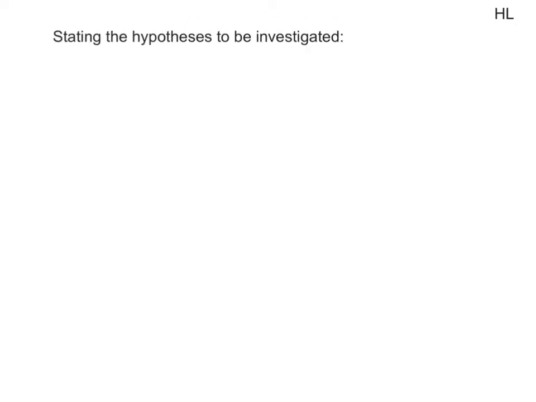In hypothesis testing, we have a null hypothesis, which is denoted H subscript 0, and the alternative hypothesis, which is denoted as H subscript 1 or H subscript A. The null hypothesis and the alternative hypothesis are contradictory statements.